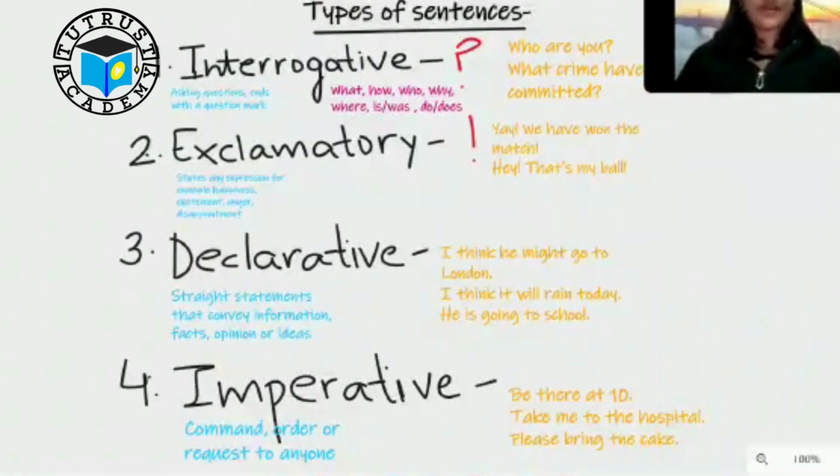Okay. So the first type of sentences are interrogative sentences. Basically, interrogation means to ask questions. We have usually heard of police interrogating the criminals, or interrogation of offenders in law, right? So interrogative, as the word suggests, are the sentences in which we ask questions.